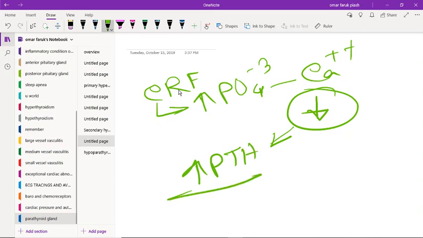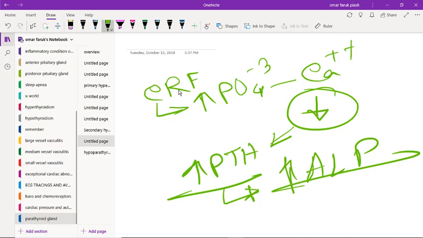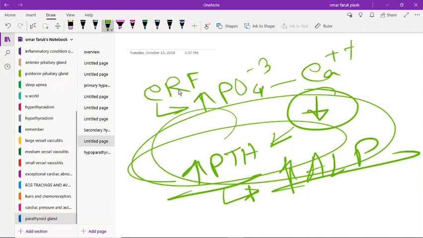And we know that increased PTH will stimulate osteoblast, and osteoblast will activate osteoclast. PTH is stimulating osteoblast, so there is increased ALP. And these are the features and the labs that you have to remember, because this is a high yield thing. Most people get negative marks due to these lab values.